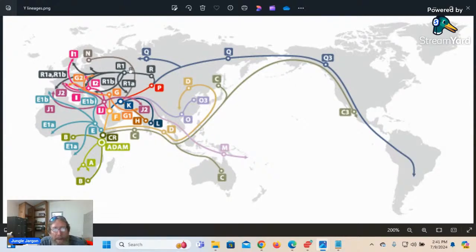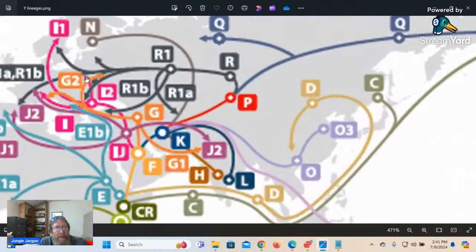But the P lineage is over here in Eastern Europe. The P has a strong presence in Eastern Europe, which is where it should be, and the Magog is supposed to be over here in Eastern Europe as well, and it is with the N lineage. You see the N lineage up here? The Magog is also there now with the remaking of the designations.